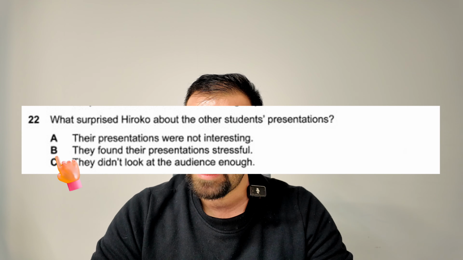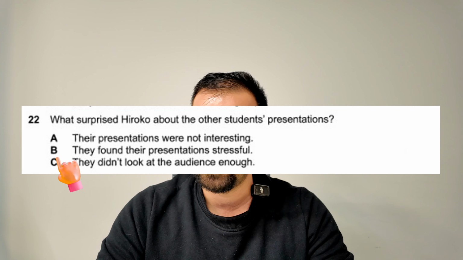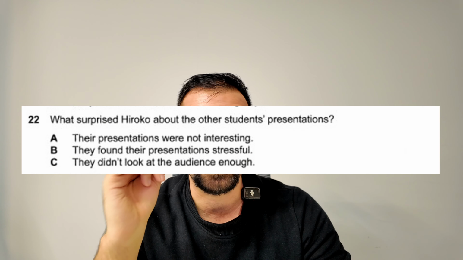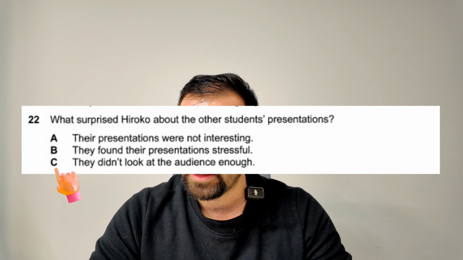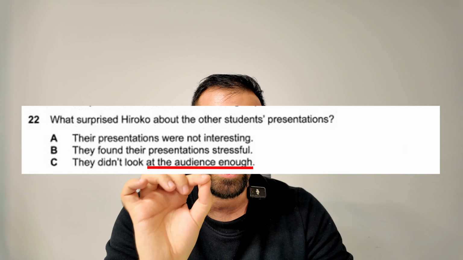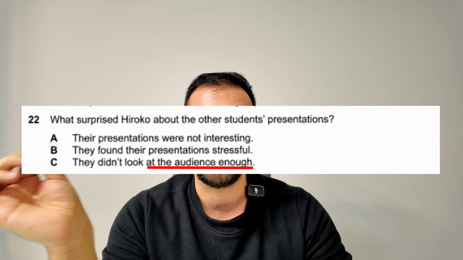Next, option B, they found their presentation stressful: presentations stressful. So this is the core meaning. So option A is about presentations not interesting. So you see, it's easy to remember. B is about presentations stressful. And the final one, they didn't look at the audience enough. So it's about eye contact, not enough eye contact with the audience, or no eye contact with the audience. So I'm creating that meaning.